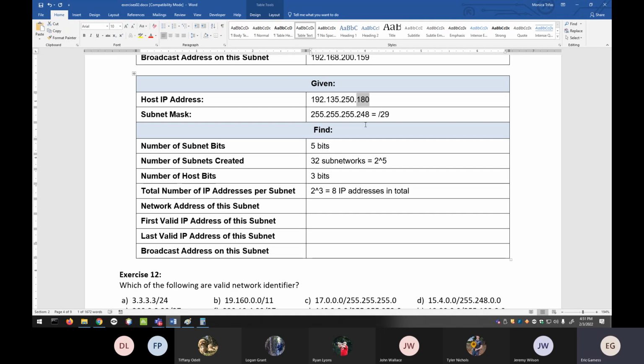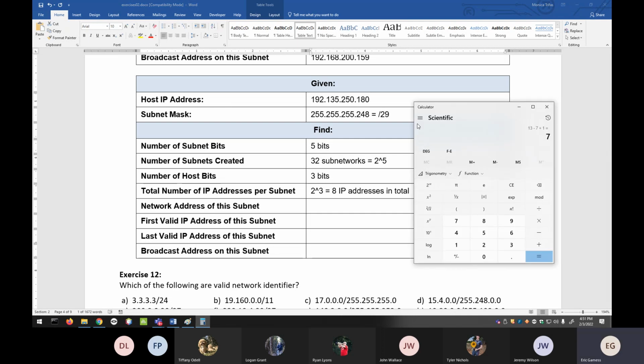22 is the multiple that is closest to 180. I'm at 8 times 22, 178. Okay, let's verify that 178 is a multiple of 8. Let me use the scientific calculator: 178 divided by 8. No, 178 is not a multiple of 8. 176 divided by 8 is a multiple of 8.